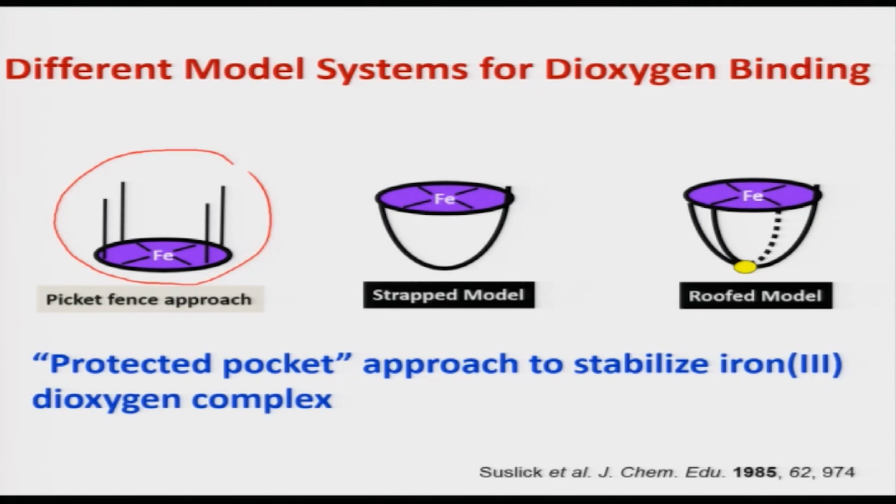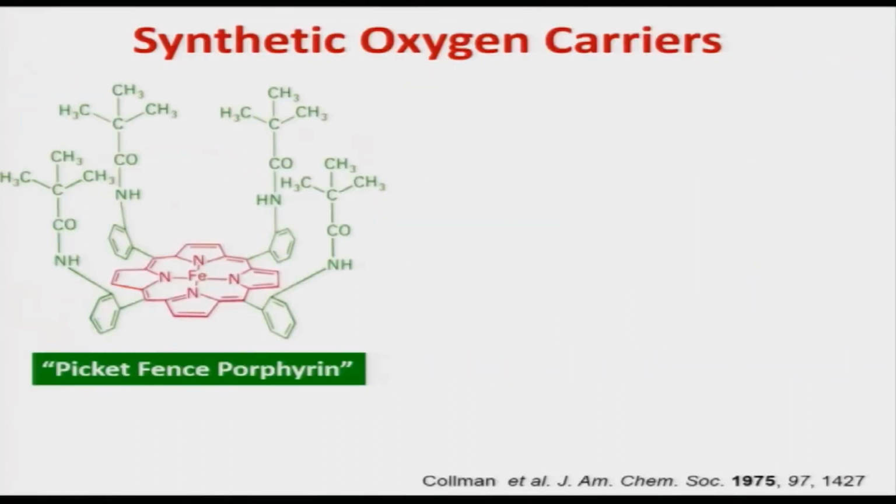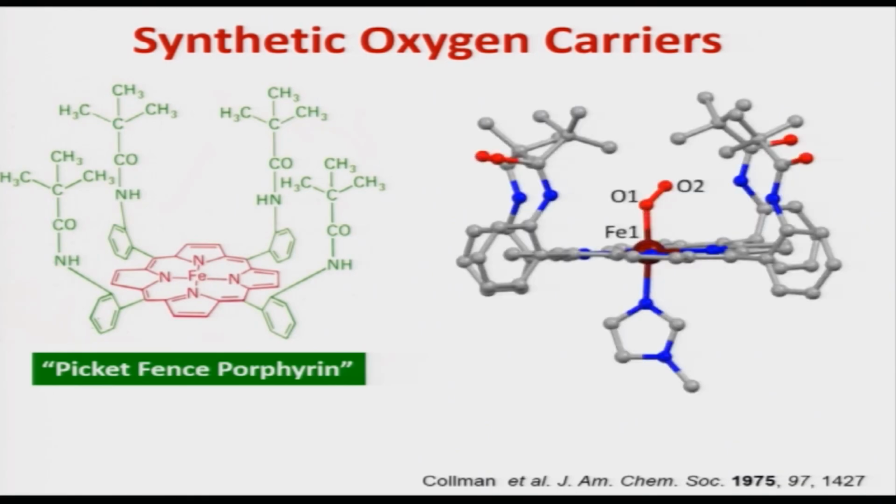And there is also a roofed model, where one side is completely blocked. It inhibits the formation of mu-peroxo species. However, all these molecules bind dioxygen reversibly. I will be showing one such synthetic molecule, picket fence porphyrin, which was synthesized by Collman et al. long back, and this molecule is indeed able to bind dioxygen reversibly, although affinity is low, but it is possible to bind dioxygen, and this molecule is also structurally characterized.